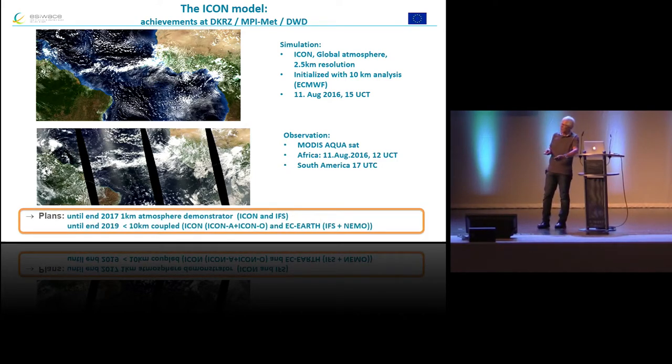The plans, of course, are to scale this up to 1 kilometer for the ICON model, but also for the IFS model from ECMWF, which is in the project. And until the end of the first phase of this project, we hope we get a second phase, also to have at least a 10 kilometer coupled Earth system model based on ICON ocean and atmosphere and on the EC-Earth model, which is used by a number of institutions across Europe.